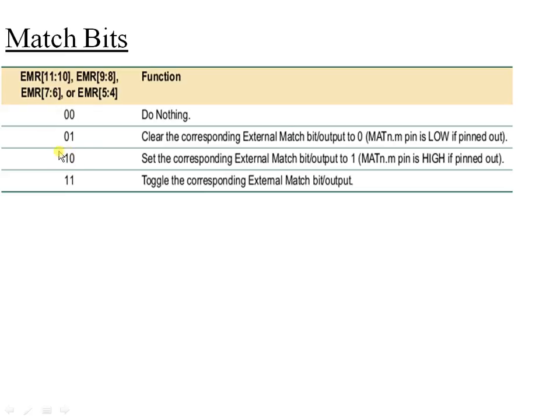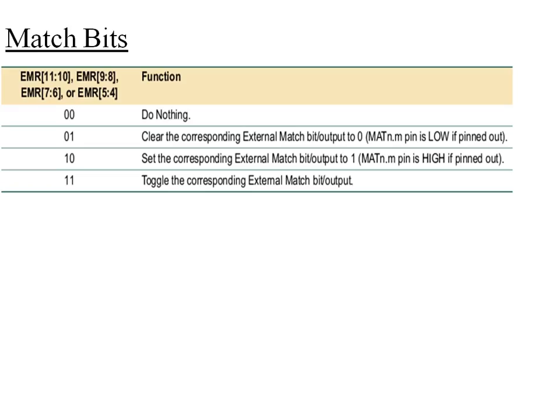If you're programming these 2 bits to 1 0, then whenever a match occurs between TC and MR, it will send a logic high on the external match pin. And if you're programming it to 1 1, then whenever a match occurs between TC and MR, it will toggle. It means if the earlier value on the pin is 0, then it will provide logic high. If the earlier value on the pin is high, then it will provide a logic low. So this is how we can use external match for generating PWMs.